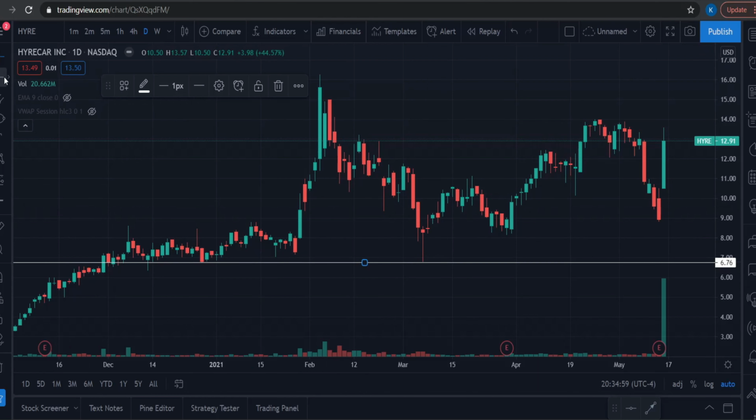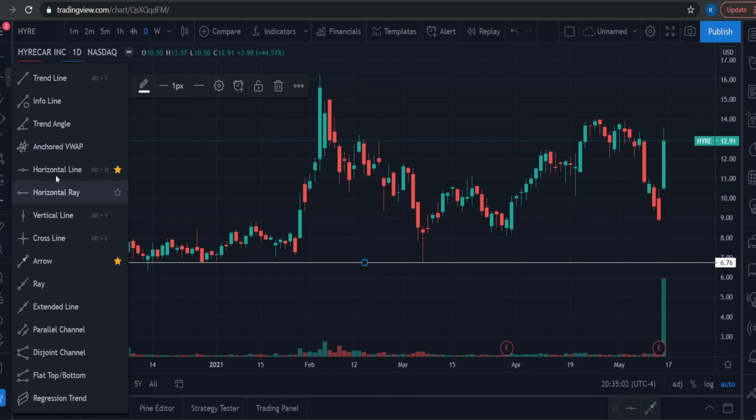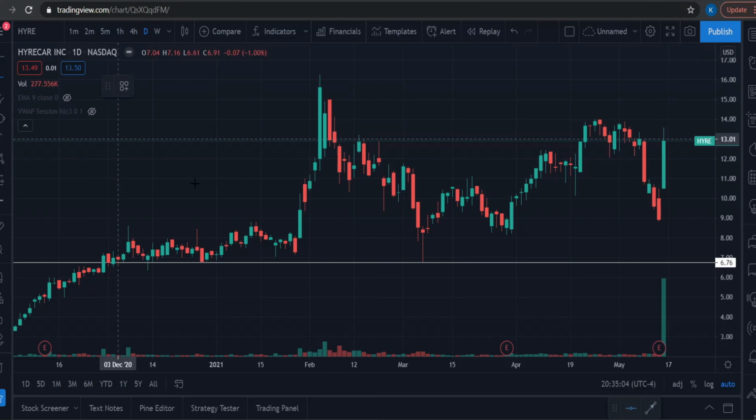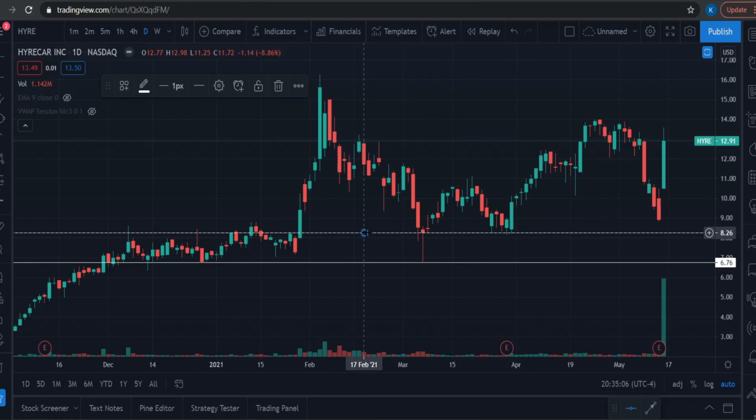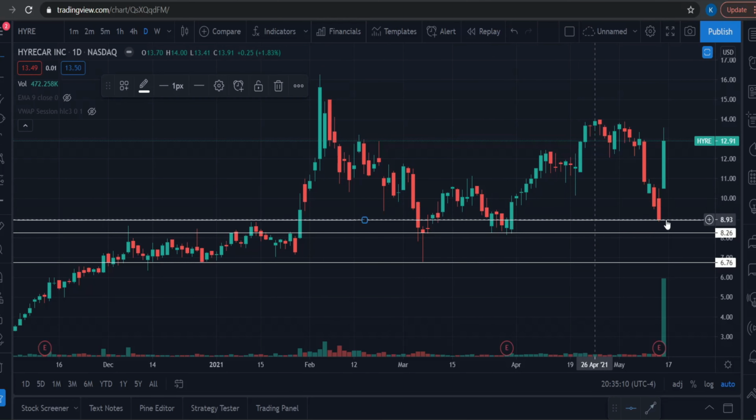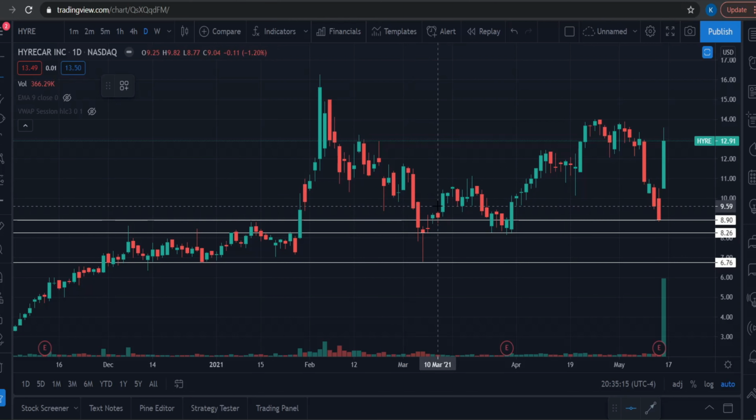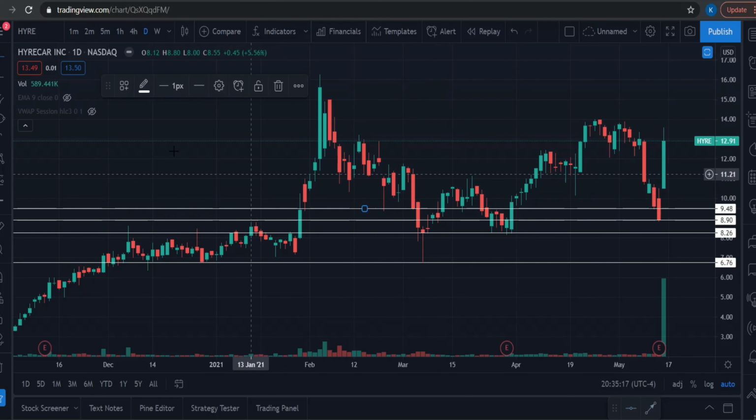I go right over here, you can click on these tabs, and you have a variety of tools. This one right here is the horizontal line. So I'm marking it wherever I see it, basically the obvious levels. The bottom of this one here. Now let's go up a little bit. Let's hit this one here. We've seen it test here a few times.